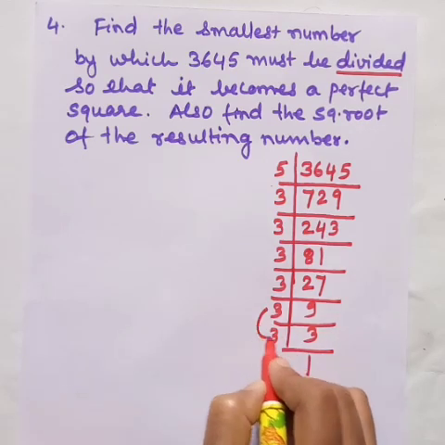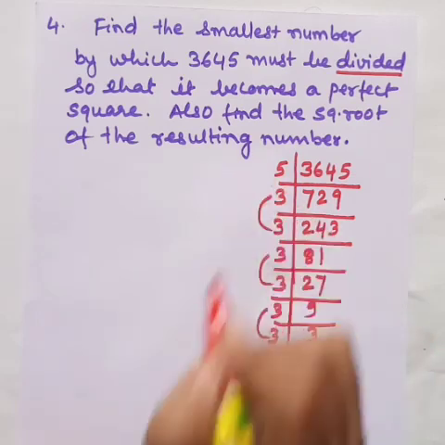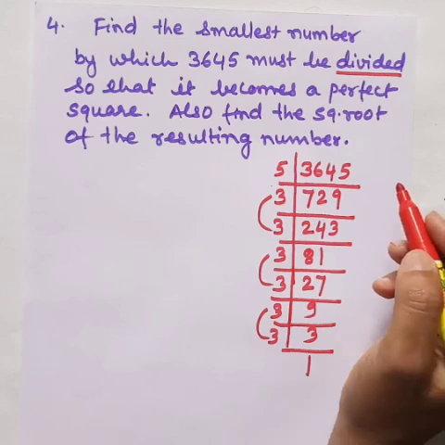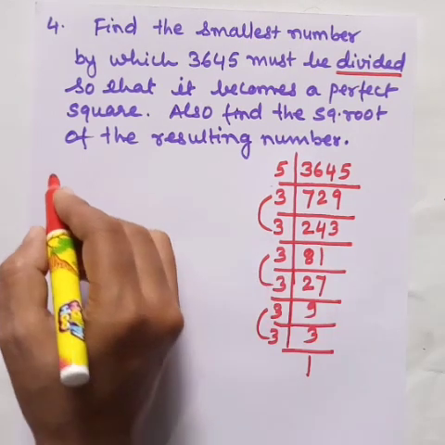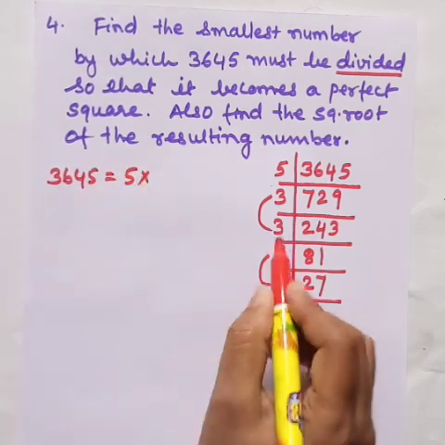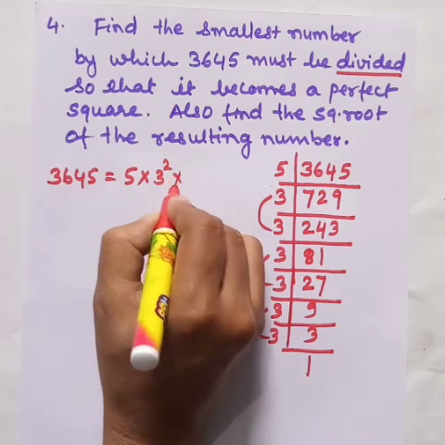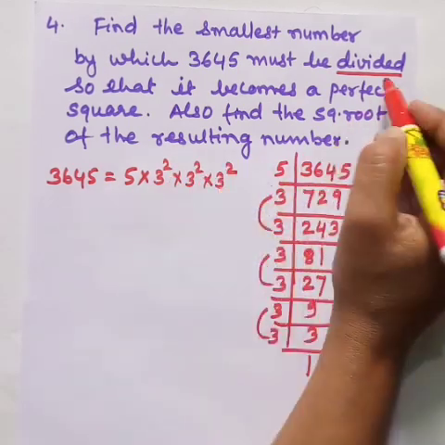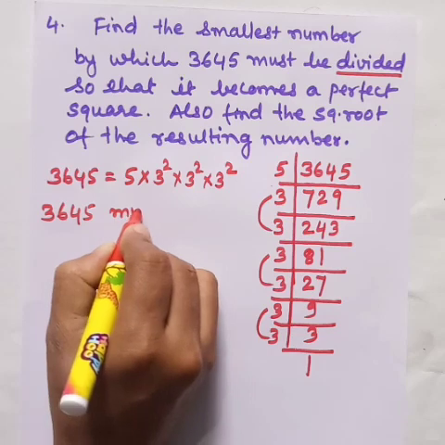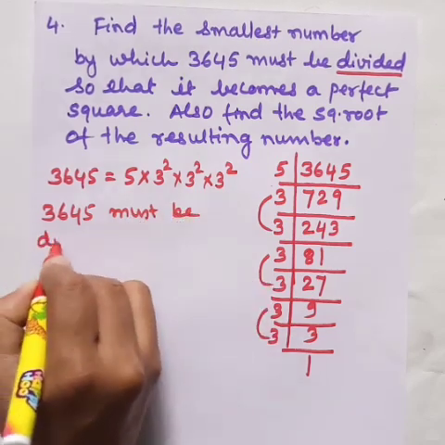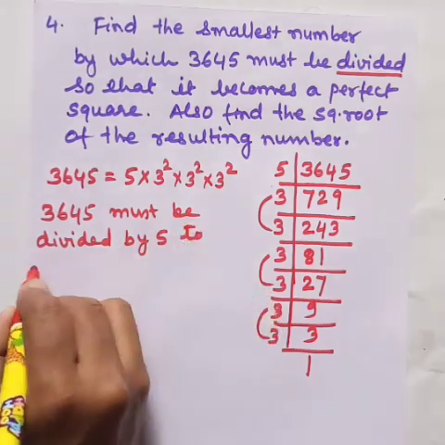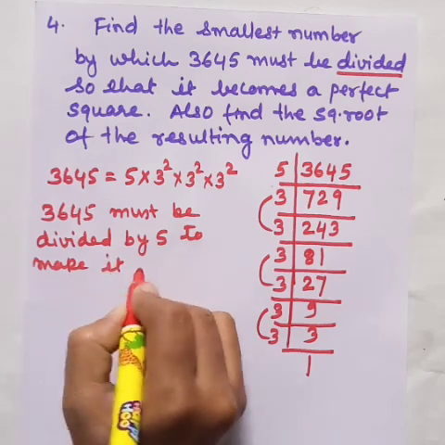So let us group in pairs. 5 is unpaired. So 3645 must be divided by 5 to make it a perfect square. Let us see what we can do. So 3645 is equal to 5 into 3 square, 3 square, 3 square into 3 square into 3 square. Since it is asking about division, we will say that 3645 must be divided by 5 to make it a perfect square. Okay?